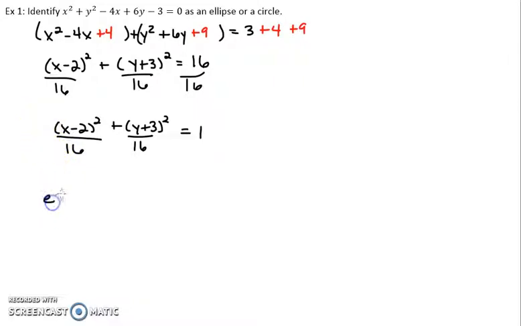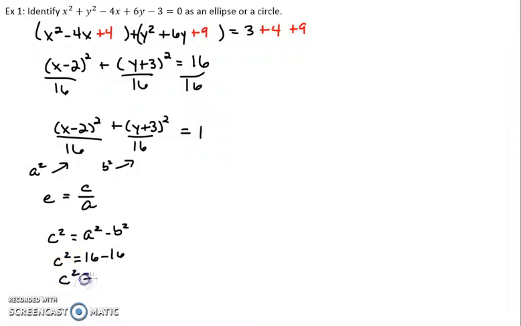So remember that the eccentricity is going to be c over a. And if we remember from the previous lessons, c squared is equal to a squared minus b squared. Well, in this case, this right here is a squared, and this right here is b squared. So c squared is equal to 16 minus 16, so c squared equals 0, c equals 0, so e equals 0 over 4, right? So this is a squared, then a is just going to be 4. So the eccentricity is 0, so we have a circle.